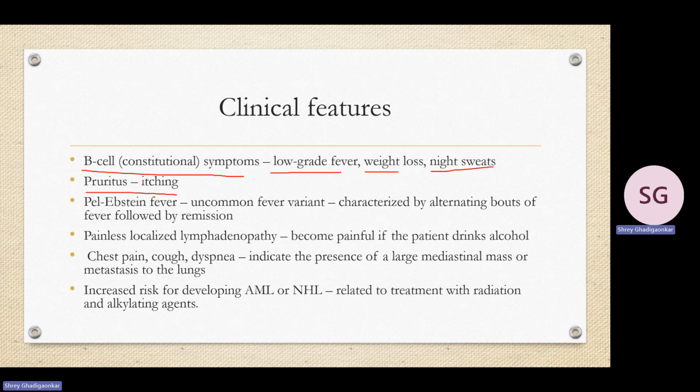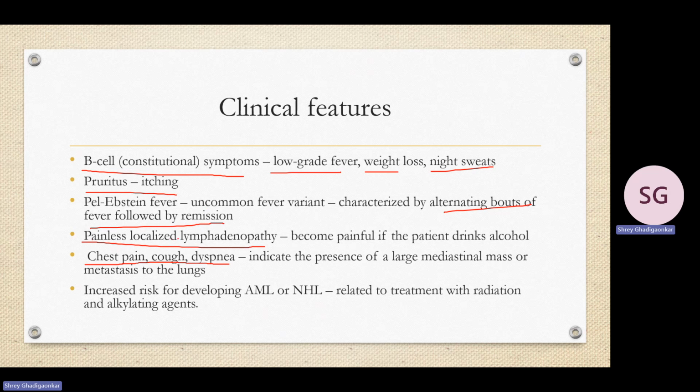There might be an uncommon fever variant known as the Pel-Ebstein fever. These are characterized by alternating bouts of fever followed by remission. You may also have lymphadenopathy because this is a lymphoma, and it is usually painless. However, it might become painful if the patient drinks alcohol. Apart from that, you may have other signs that are non-specific, like chest pain, cough, dyspnea, and they usually indicate the presence of a large mediastinal mass or metastasis to the lungs.